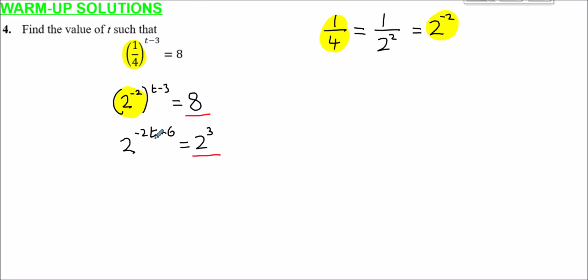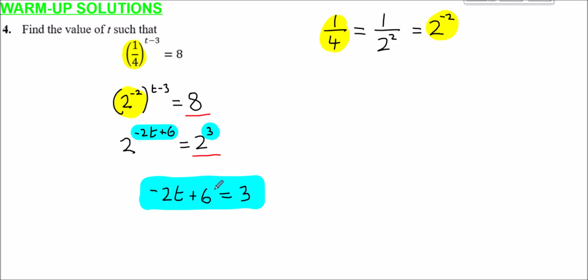Now at this stage it becomes pretty much exactly the same as what we had in question 3. We have two expressions which are equal to each other. The bases are equal, therefore the powers of these bases must be equal too, because otherwise one wouldn't be equal to the other. In other words, minus 2t plus 6 must equal 3. So again, we're taking something awkward and boiling it down to something which is actually much more simple using our prior knowledge and algebra skills.